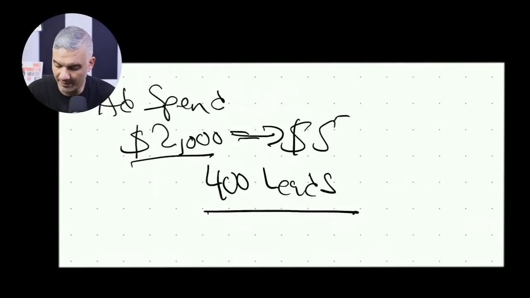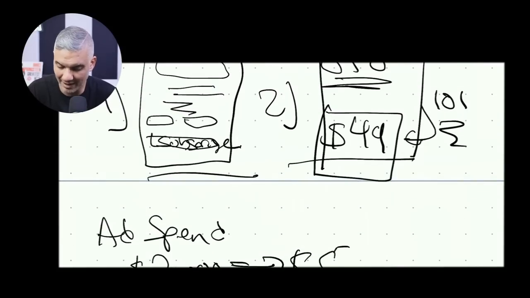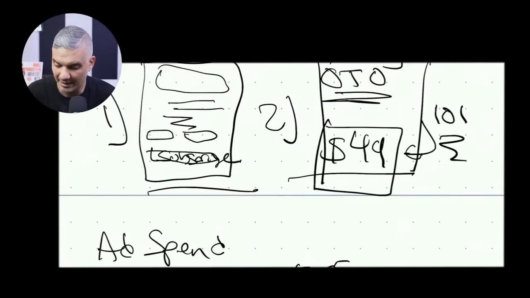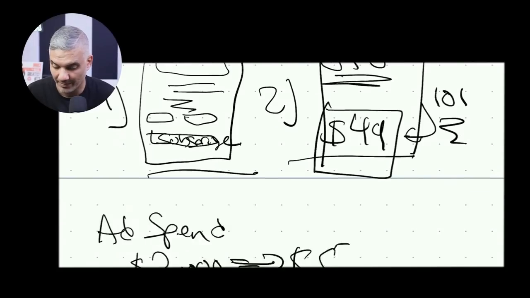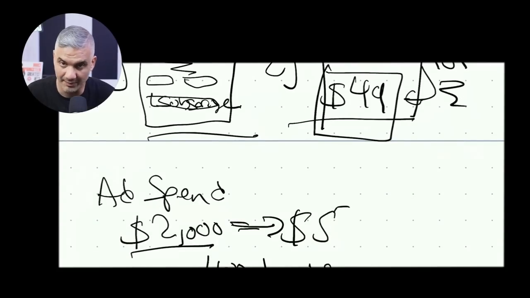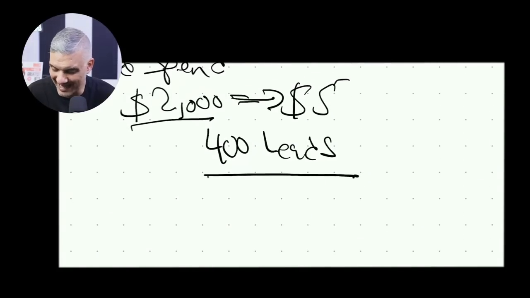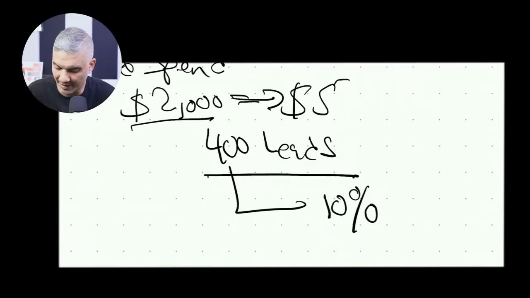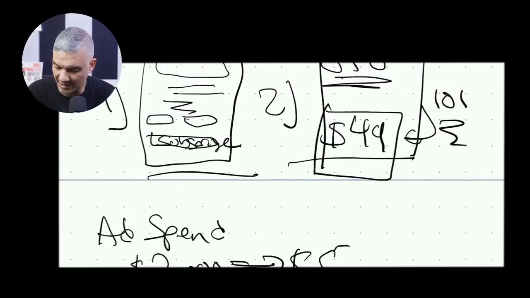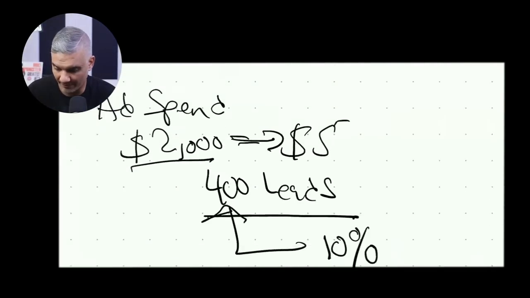So 400 people went to this page, put their name and email address, and saw the one-time offer, because it's the immediate page you see after. This is not how many people have gone to the page. This is how many people actually gave their name and email address. So 400 people do that. Let's say only 10% of the people that opt in and see the one-time offer take the one-time offer.